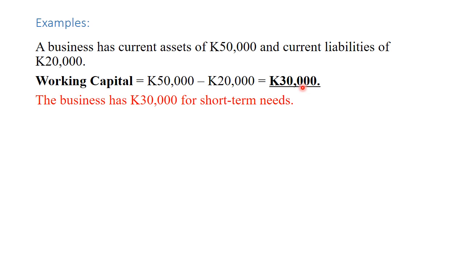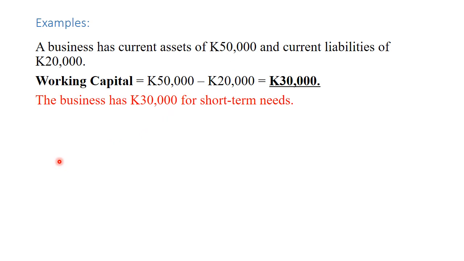So in short, the business has 30,000 for short-term needs. Let me read that again. The business has 30,000 for short-term needs, meaning that yes, they may have 50,000, but 20,000 is not theirs, so they actually have 30,000 for short-term needs.